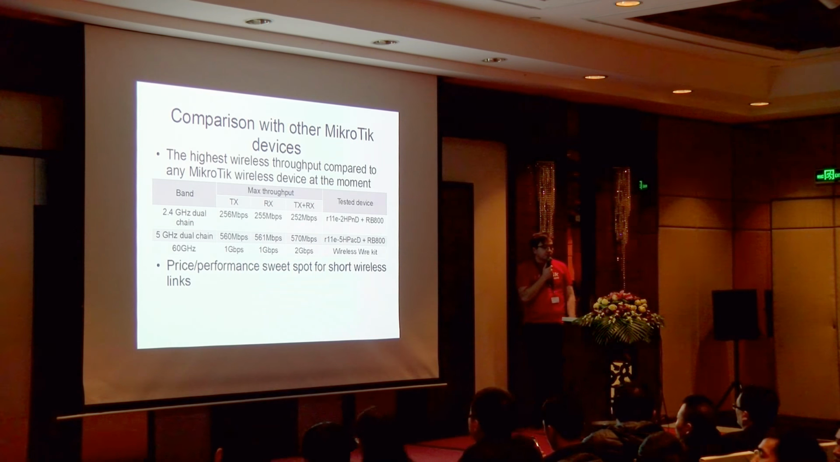So this Winbox screen shows 2 gigabits per second speed. 1 gigabit per second is going one way, and 1 gigabit per second is going the other way. This one is from a real 100-meter link, currently in Latvia.